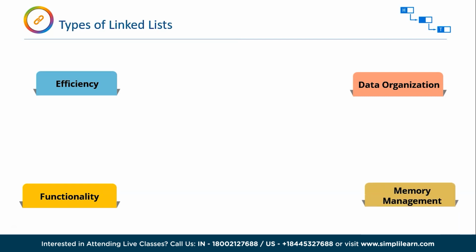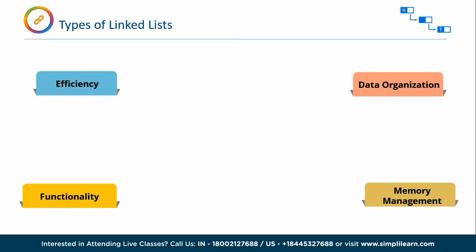Next, we have memory management. Now, the type of linked list used can affect the memory usage of the application as well. For example, if the application requires two-way, bidirectional traversal, then a doubly linked list may be useful, but it would consume more memory than a singly list.